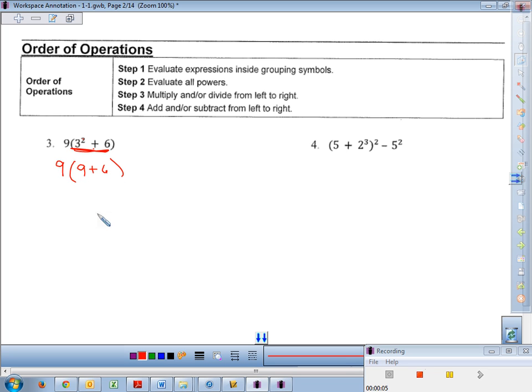Y'all okay with where that came from? Are there still grouping symbols? So we've got to do 9 plus 6, because they're like terms in there. We don't do the distributive property. You could do the distributive property, but these are like terms.